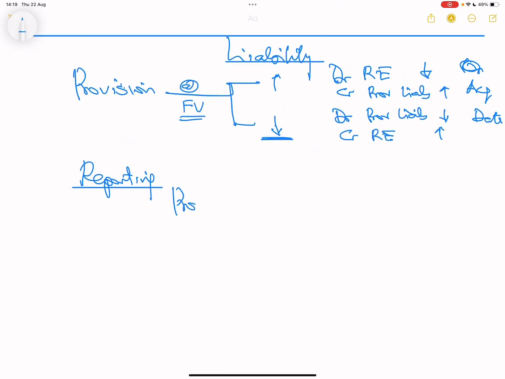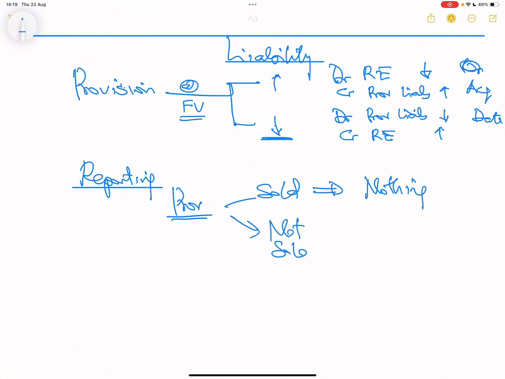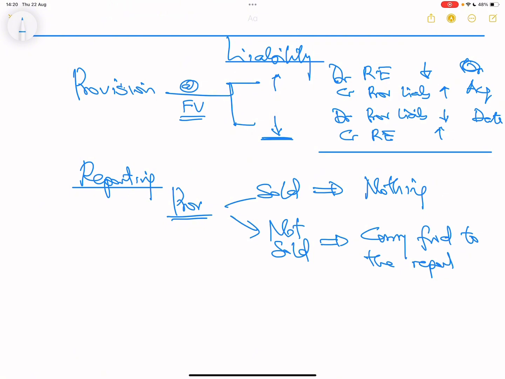So for liability as well, for provision, if it is sold, then nothing will be done. But if it's not sold, then the same adjustment that we made here, we need to repeat it. So we need to carry it forward to the reporting date. So we're going to do the same thing. Okay? And that is how we're going to deal with provisioning. Very similar to the other ones. It's just about debit and credit, and we will be fine.